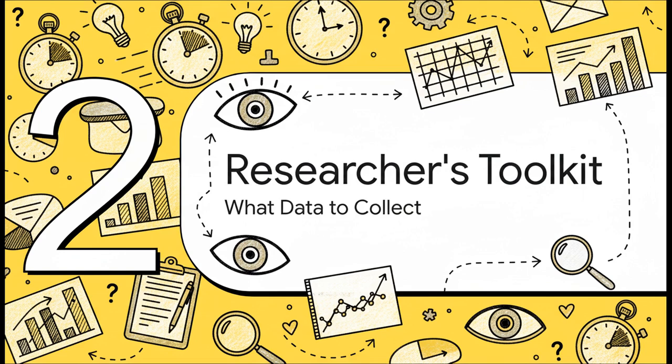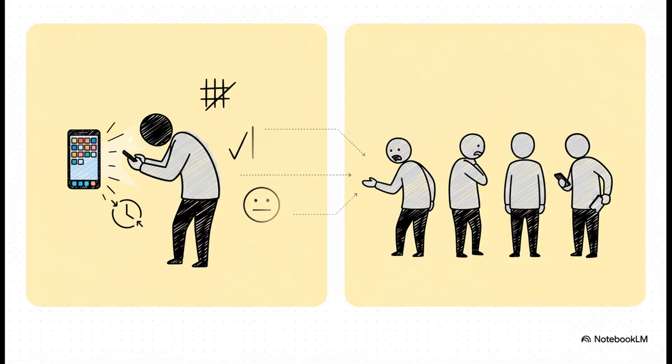So what exactly are you supposed to be looking for? Let's open up the toolkit. So the observation is kind of twofold. For the person doing the phubbing, you're tracking the frequency and the duration of their phone use, plus their level of disengagement. But at the same time, you're watching the rest of the group. How do they react? Do they try to re-engage the phubber? Or do we see that classic chain reaction where everybody else just gives up and pulls out their own phone?